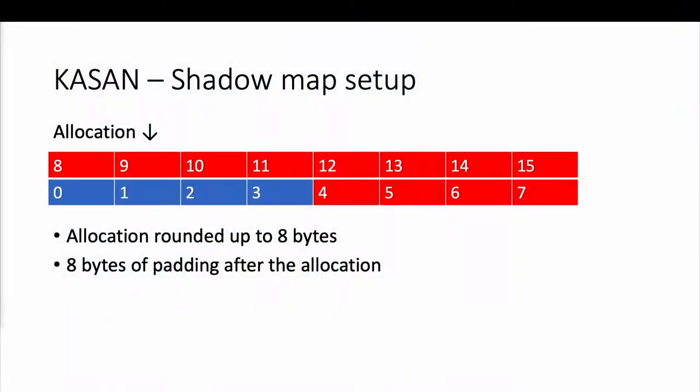In this case, because I said it has to be 8 bytes aligned and 8 bytes sized, it will allocate the first 8 bytes. And it's rounded up to a second buffer, so we can do buffer overflow detection, guaranteeing that we'll have something after the memory we've allocated. And only the first 4 bytes are marked as valid.